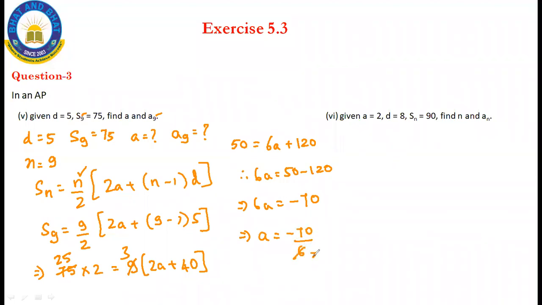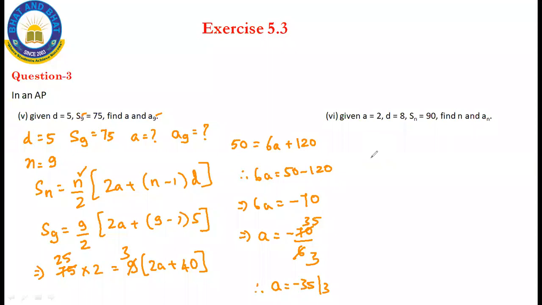2 3s are 6. 2 5s are 10. Therefore, a is equal to minus 35 divided by 3. Did you get it, students? Did you understand? If you have not understood, please let me know. I will repeat the concept.